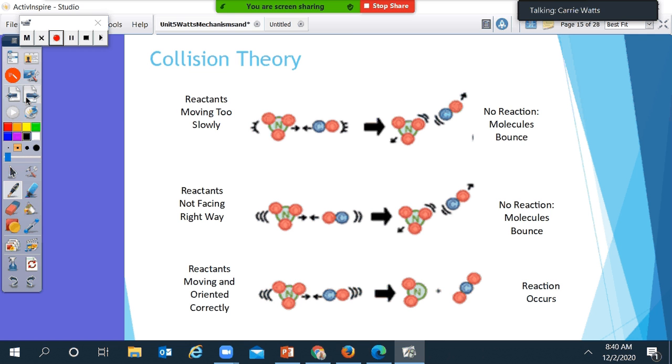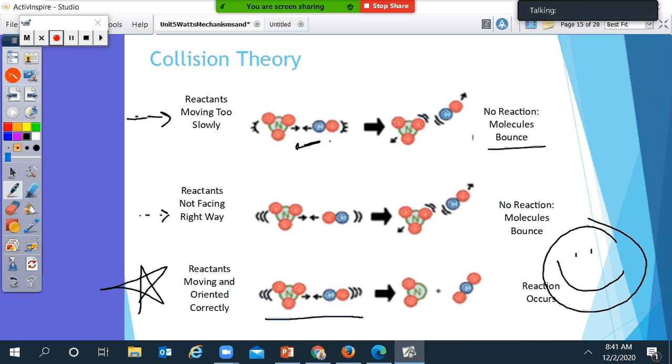So let's just look at actual physical collisions. Look at number 1 here. These reactants are moving too slow. So look, nothing happens, they bounce off. These reactants aren't facing the right way. You can see that the blue's facing, but now the red's facing away, so they're going to bounce. Here, we've got our good reaction. We've got them moving fast, with enough kinetic energy, and they're oriented the right way. So there's going to be a reaction.